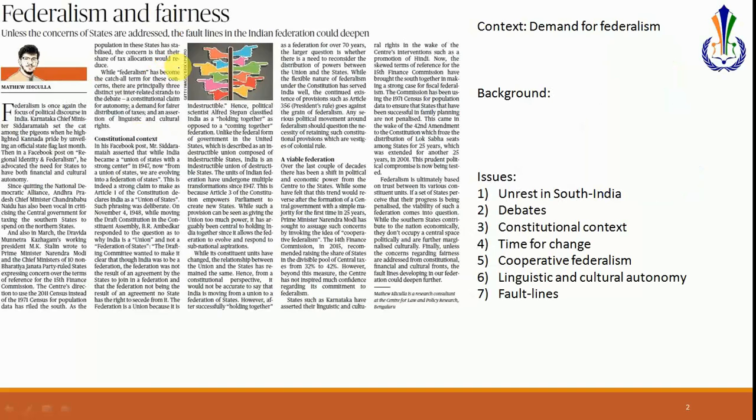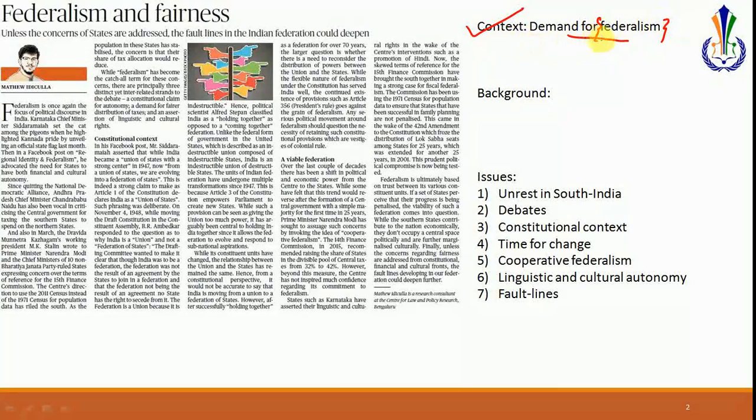So coming to the first article, Federalism and Fairness. Now the context here is with regards to the demand for federalism. What you need to understand in this context is that India already is largely federal in spirit. India is a federal country. The state governments in India have equal powers as the central government with regards to the state subjects. So it is not that India is not a federation as a whole, but the issue is that this demand is for an increase in federalism. So that is what you need to understand in the context aspect.